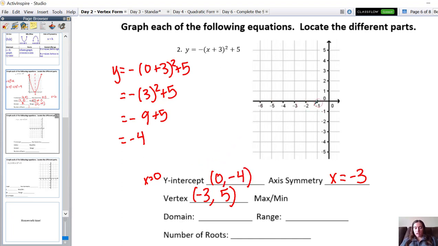So now I'm going to start plotting things so I know what this looks like. (Negative 3, 5), (0, negative 4), axis of symmetry. Count how many units away our y-intercept is. 1, 2, 3 to the right, so now we're going to go 1, 2, 3 to the left, and we can draw our parabola.